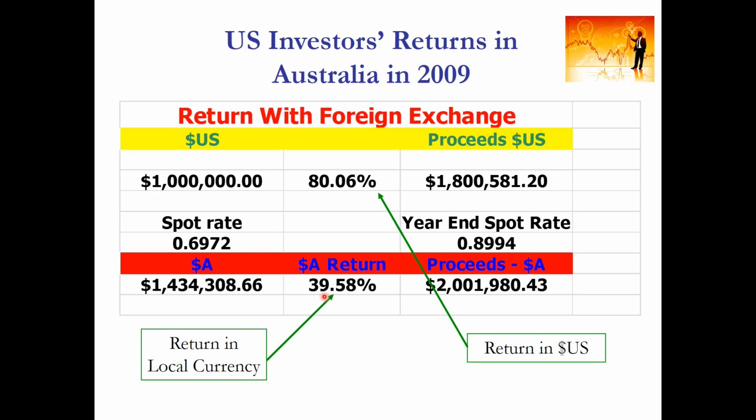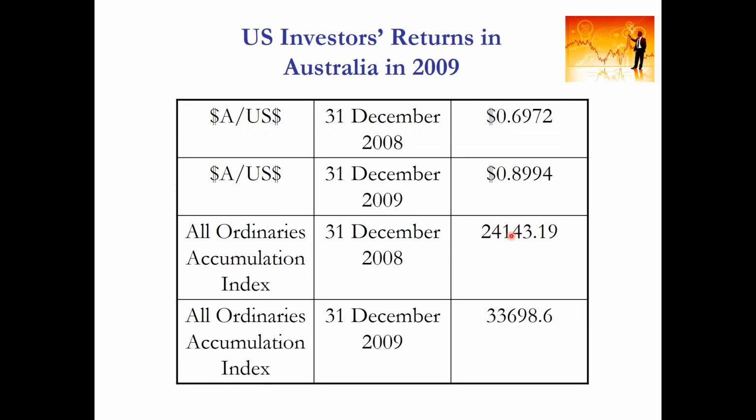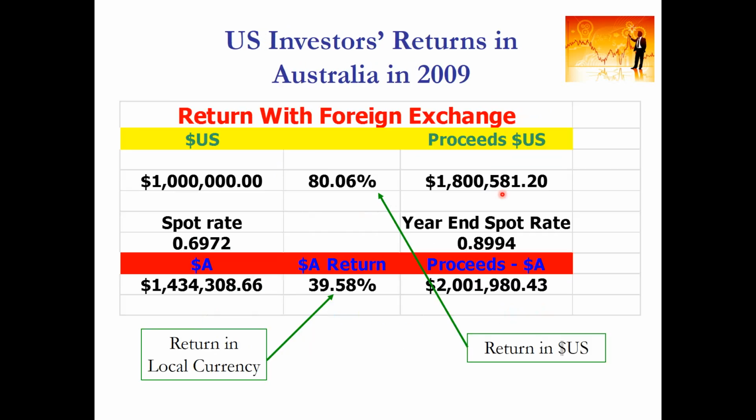I mean the return in the Australian dollar. So the invested 1.434 million Australian dollar is converted into 2 million Australian dollar at the end of the year. Now this Australian dollar will be converted back to US dollar using the end of the period spot rate, which was 0.8994. So using this spot rate, this 2 million Australian dollar is converted back to US dollar, and the US investor will get 1.8 million US dollar against an investment of 1 million US dollar.